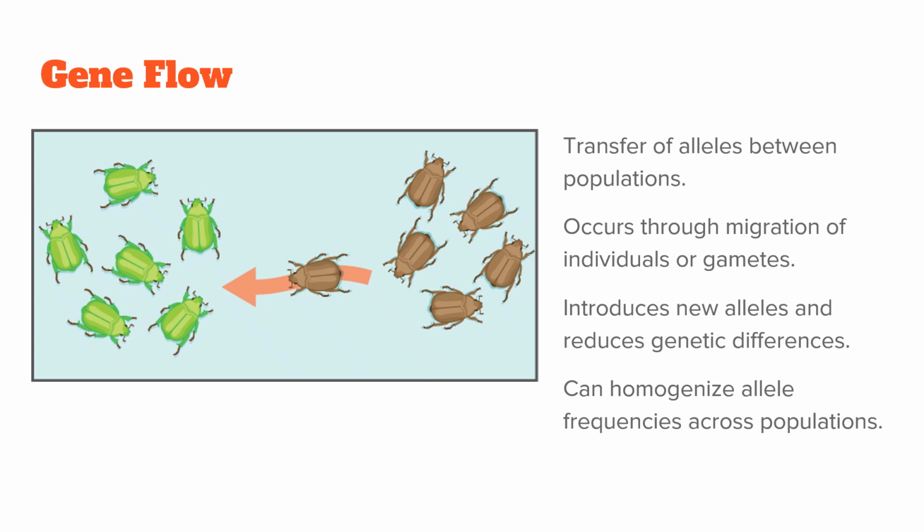Gene flow is the movement of alleles between populations. This can happen when individuals migrate and reproduce in a new population, or even when gametes, like pollen, travel. Gene flow tends to reduce genetic differences between populations by mixing alleles, making populations more genetically similar over time. But it can also introduce new alleles into a population, boosting its diversity.